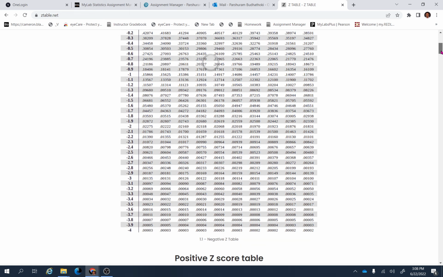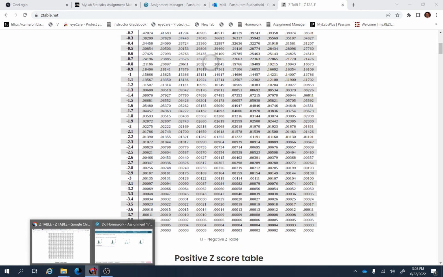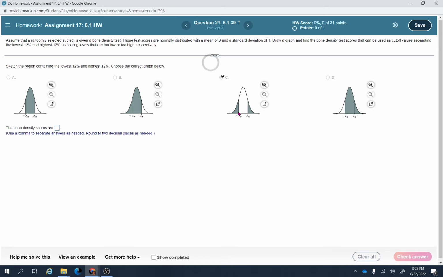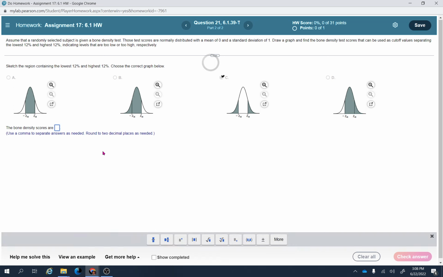And then because the area under the curve to the left and to the right is the same, the z-score would be negative to the left and positive to the right. So according to that table, we can say that it's negative 1.17, comma, positive 1.17.